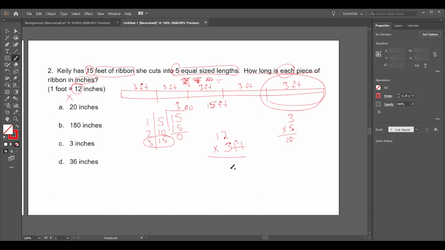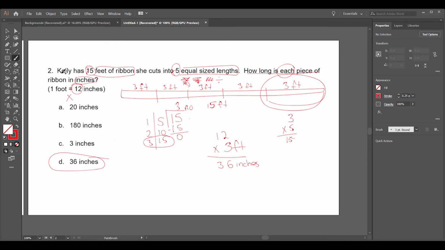2 times 3 is 6. 3 times this 1 is 3. And then I've converted 3 feet into inches. So now my new measurement is in inches. So 36 inches is my answer. That's my step 2, and right here, 36 inches. Easy as that.